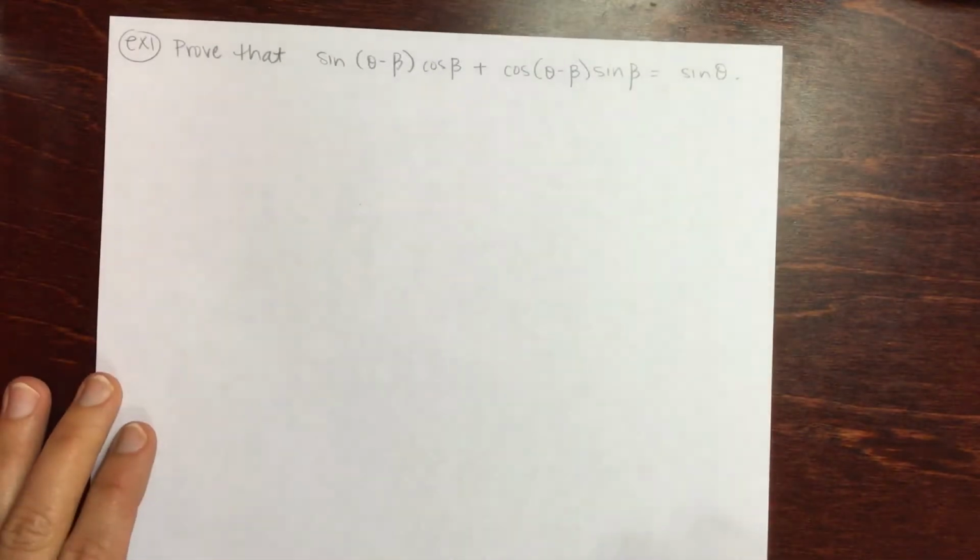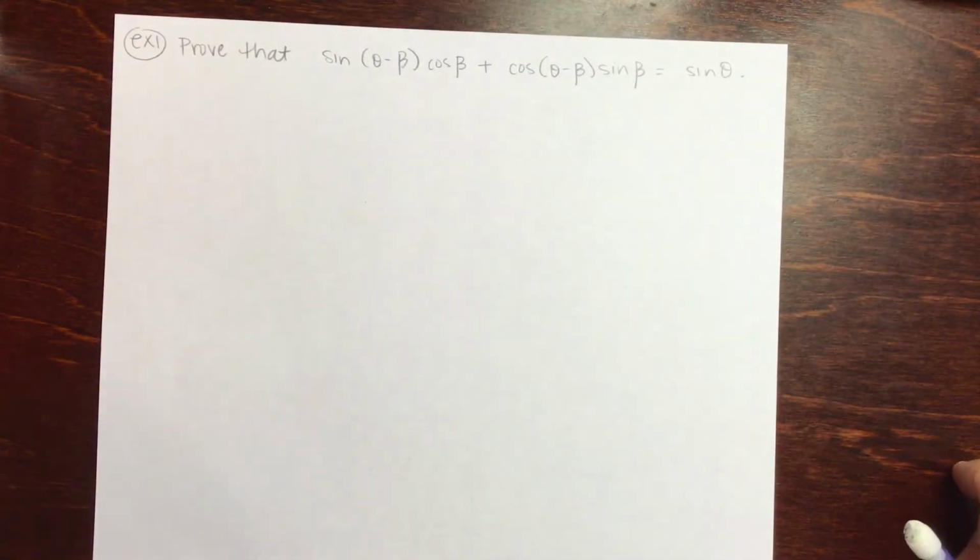All right, example 1. We want to prove that sine of theta minus beta times cosine beta plus cosine of theta minus beta times sine beta equals sine theta. So all of that is going to simplify.